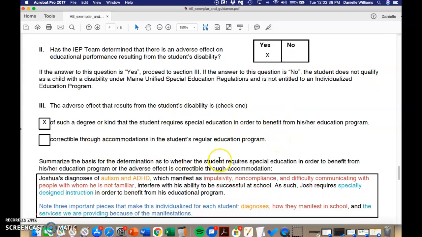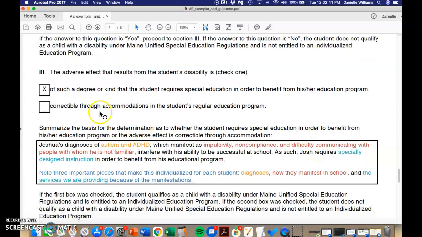And again, this next question is going to be pretty self-explanatory as well. You're going to indicate that it's of such a degree that the student requires special education, because if it were not, you would not fill out the form. But again, if you work in another district someday, you may still need to fill out the form, in which case you would check this bottom box if the team were proceeding with a 504 or general education instruction.